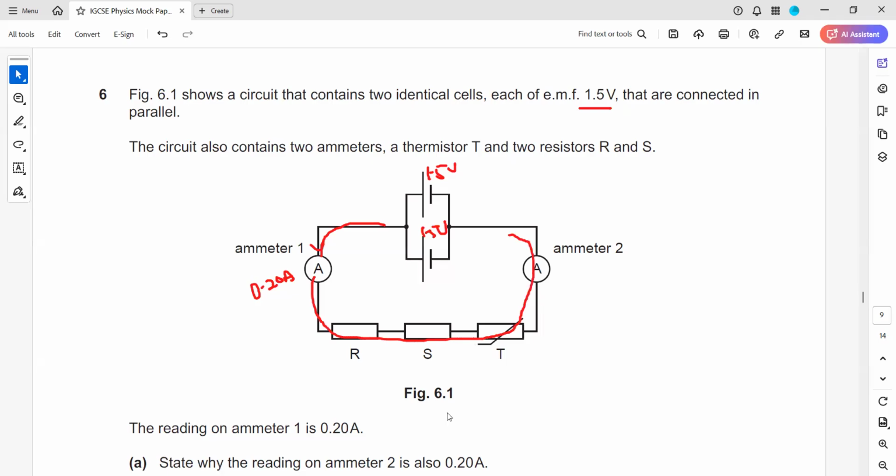Yeah, this is a series circuit. How much current will ammeter 2 read? What will be the current for ammeter 2? It will be the same current because the current is the same. So this will also read 0.20 ampere. So each component has 0.20 ampere of current flowing.